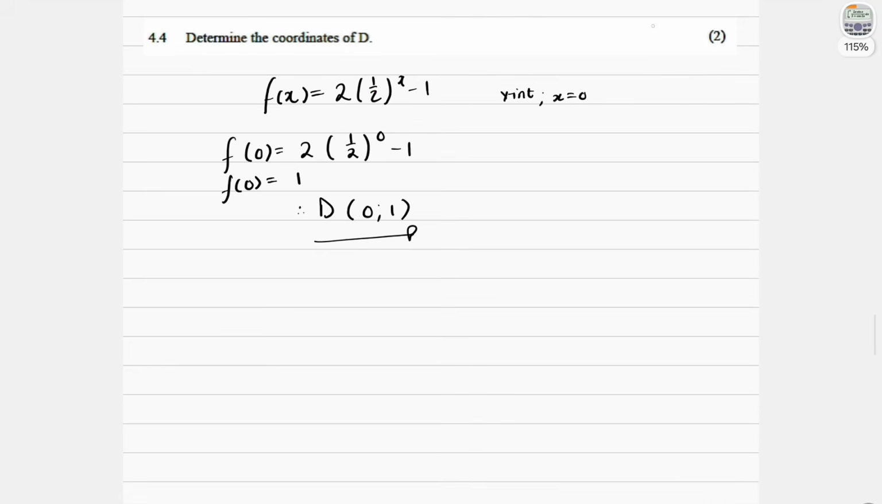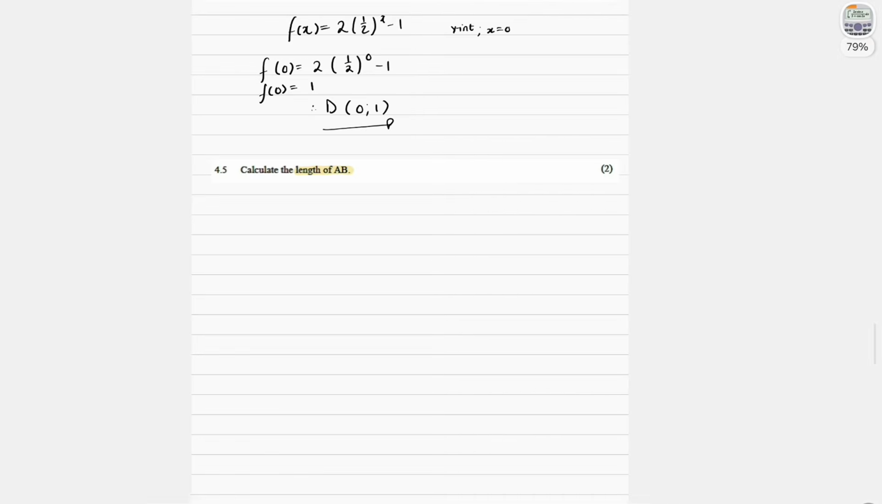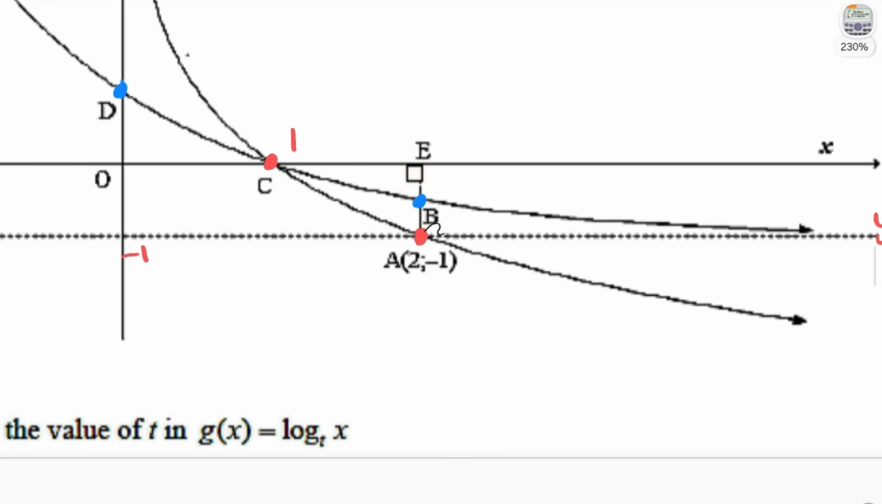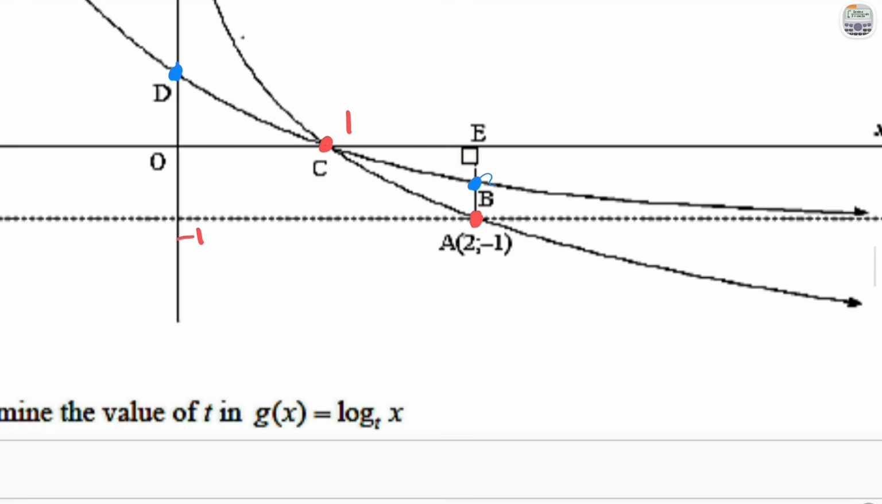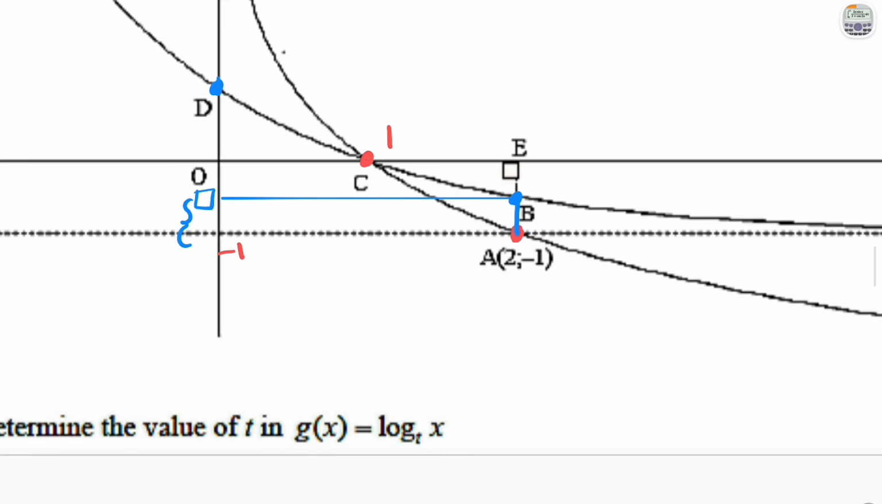Moving on to the next question. Question 4.5 says, calculate the length of AB. So, length of AB. You see that A lies on a vertical line. To find the length, if we knew exactly what the y value of B is, we could simply say that y value minus this y value of -1, and we would find the length of AB, which is just this distance. So the main goal right now is just to find this coordinate B, or at least its y coordinate. That's all we need.